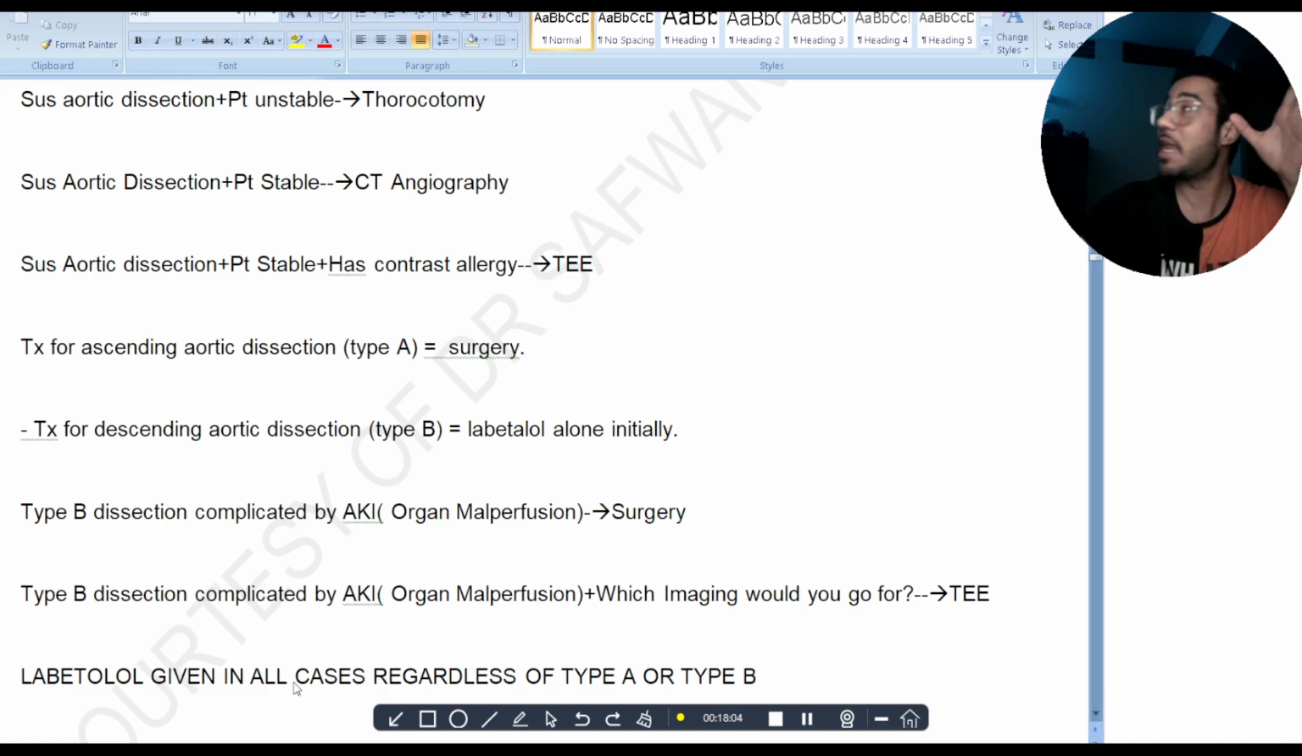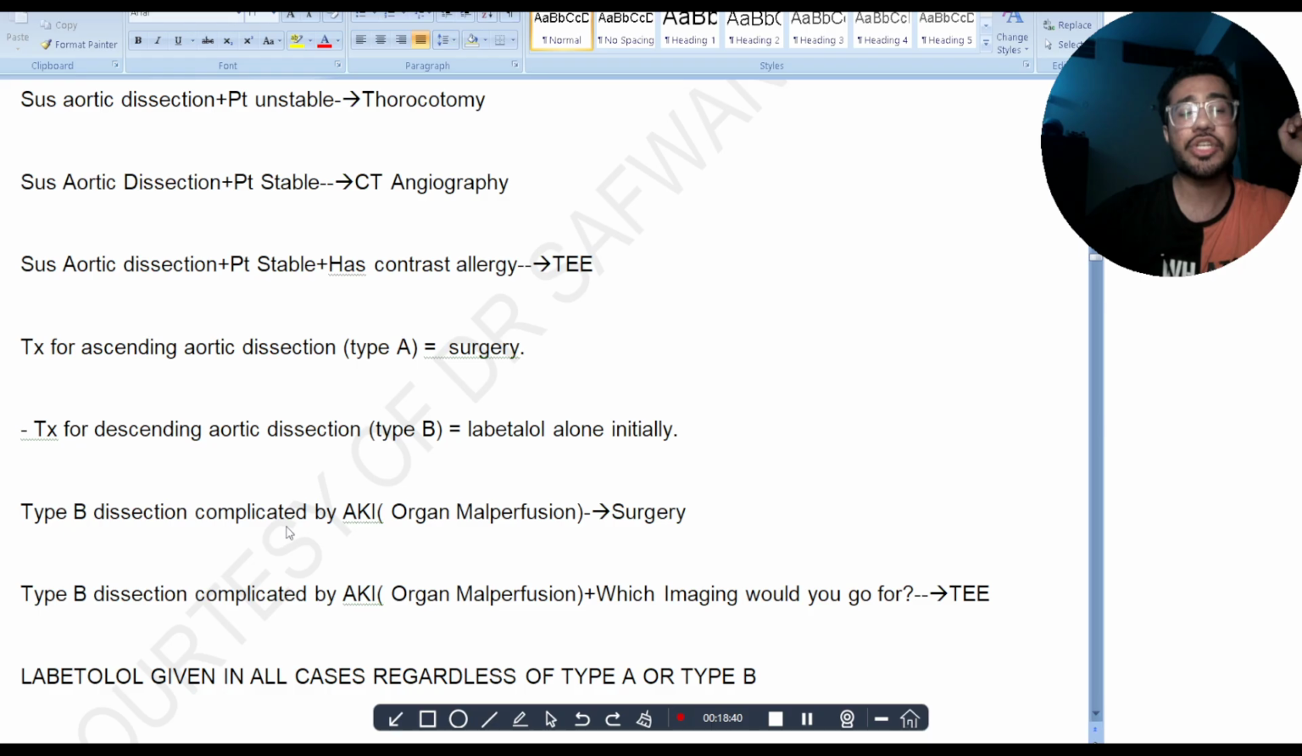So they are gonna tell you in certain cases whether the dissection is type A or type B. Treatment for descending aortic dissection: I told you guys that type A is more dangerous, type B is less dangerous, so you just go with the labetalol initially. How can they give you a type A dissection? They might tell you about aortic regurgitation, and you automatically assume that it's a type A. You go for surgery. If they tell you type B, what are you gonna do? No surgery, just go with labetalol initially. Whether we're gonna perform a surgery, we'll decide later.